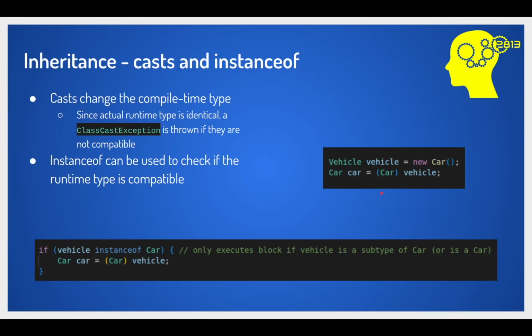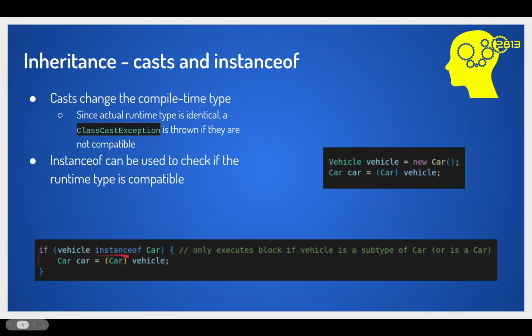So you have parentheses, the type you want to cast to, and then another parentheses. So this will only succeed if whatever the thing in the variable is can actually be successfully assigned. For example, if vehicle is a motorcycle, this cast will fail at runtime with a class cast exception. We'll talk about exceptions later.